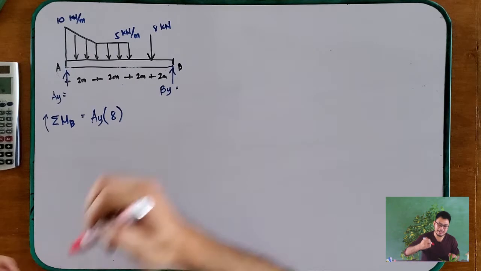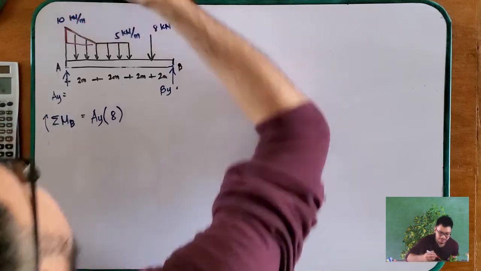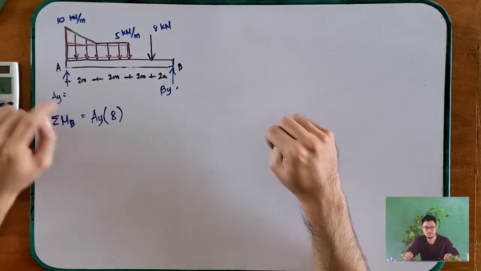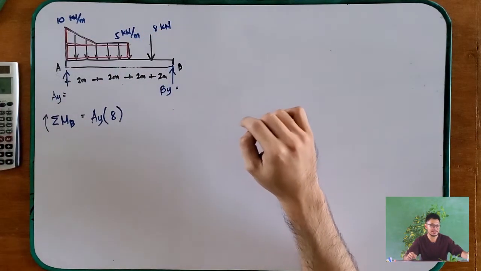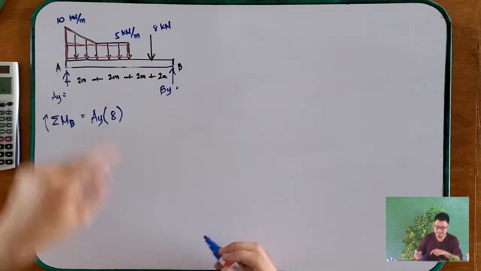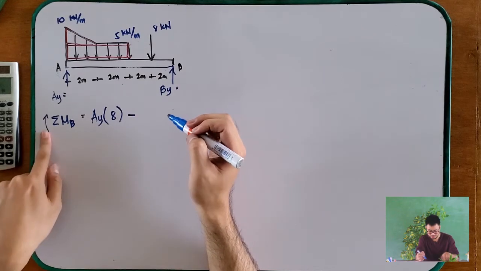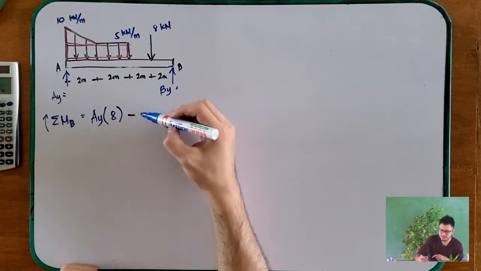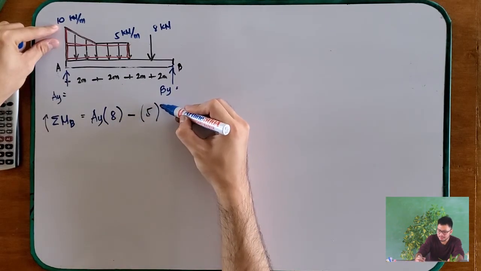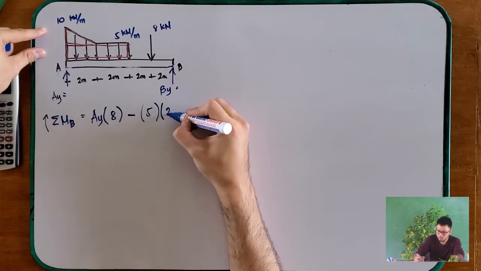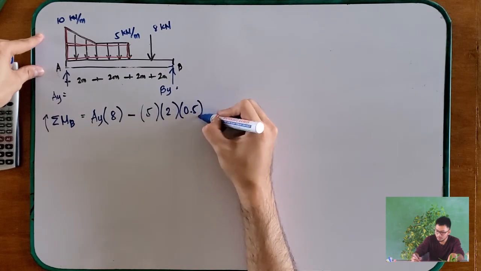So, our combination, we will make it one rectangle and one triangle, so that it is easier to solve. First, the triangle: negative, minus, because it creates a counterclockwise moment and we assume clockwise direction. So, that is 5 kilonewtons per meter times the length of 2, 2 meters, divided by 2.